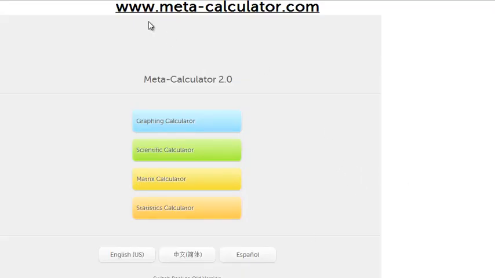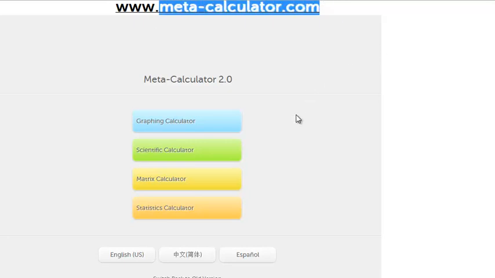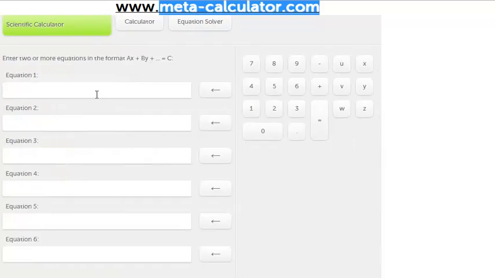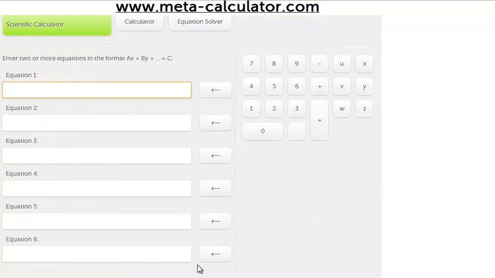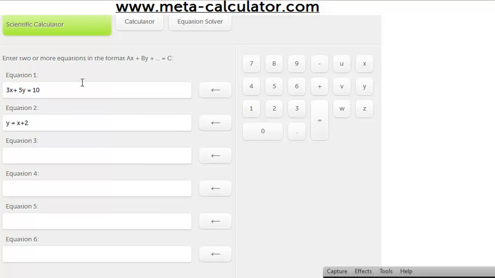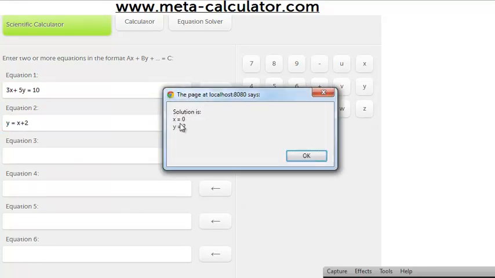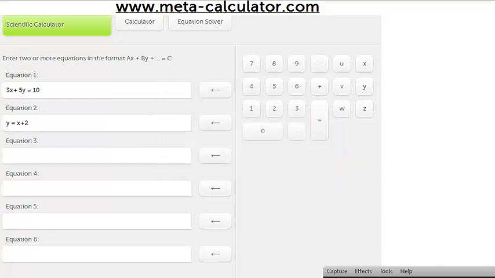So let's end by looking at how meta-calculator.com can actually help you double check your work anytime you want to solve systems of linear equations. Just click on Scientific Calculator, hit Equation Solver, punch in your two equations. Let's look at 3x plus 5y equals 10 in this equation. Hit solve, and it'll tell you the solution is whatever your x and your y is. So definitely recommend meta-calculator.com's Scientific Calculator Equation Solver to help you double check any of your work. Very cool, free tool for that.